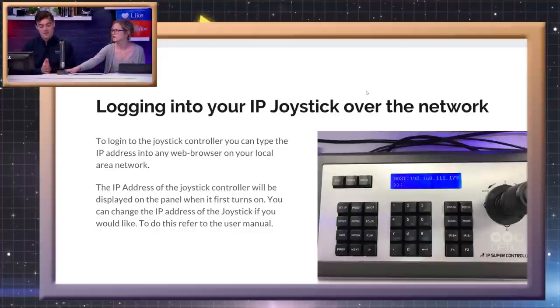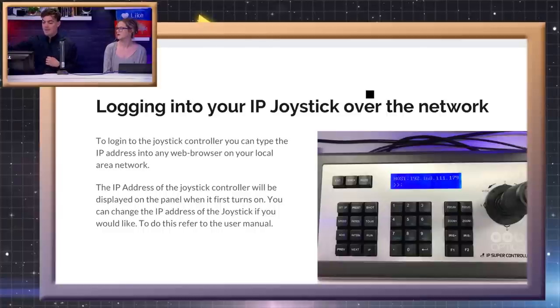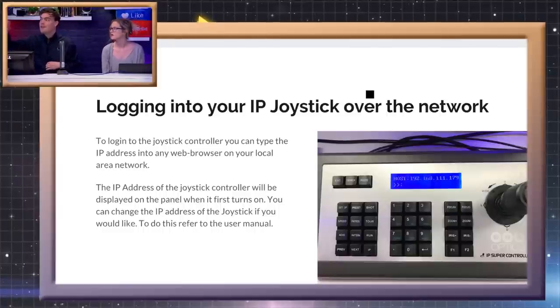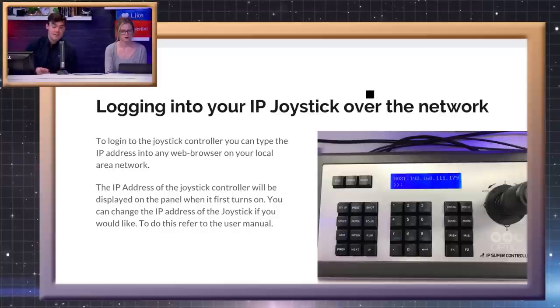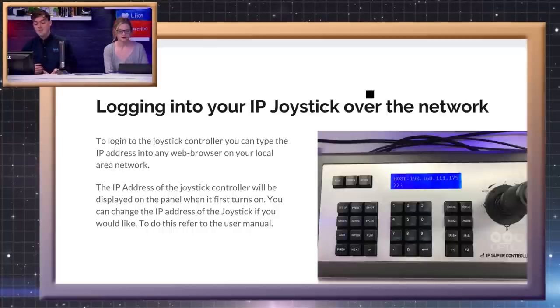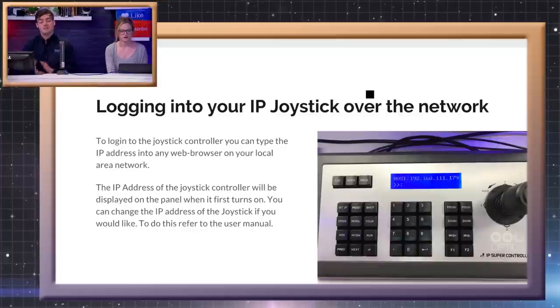So how do we find the joystick? Well, when the joystick turns on, it will automatically show its IP address, and you can see here 192.168.111.179. Now, if it picked an IP address via DHCP and you want to change that IP address, you can go ahead and change the IP address to whatever you want. And that's in the manual. It's all described.